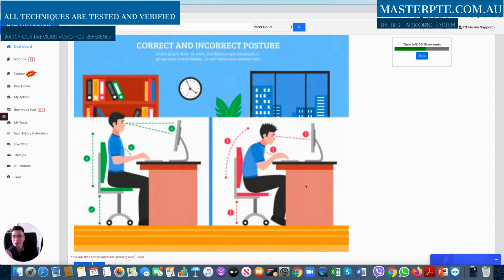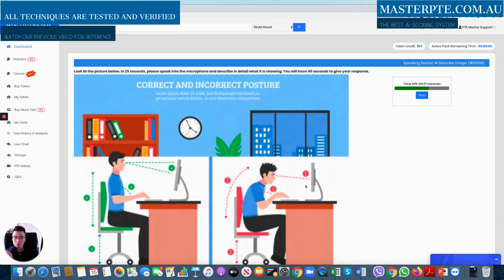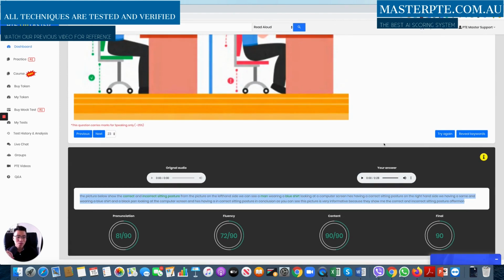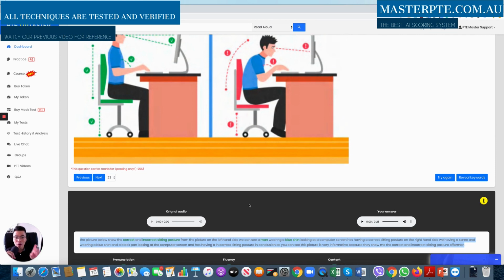In conclusion, as you can see, this picture is very informative because they're showing me the correct and incorrect sitting posture of a man. Okay, that's how simple it is to get full point for this image. Now this is exactly what you have to do in the real exam. Okay, don't be fooled by anyone else telling you otherwise.